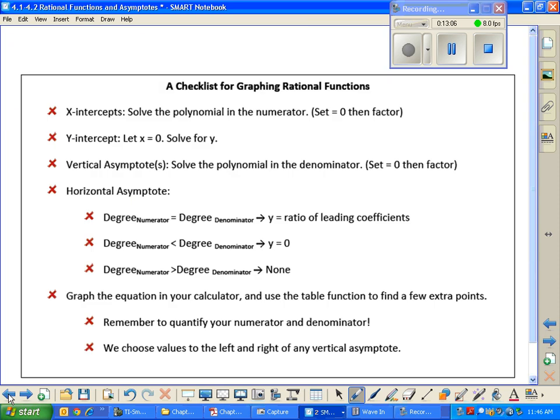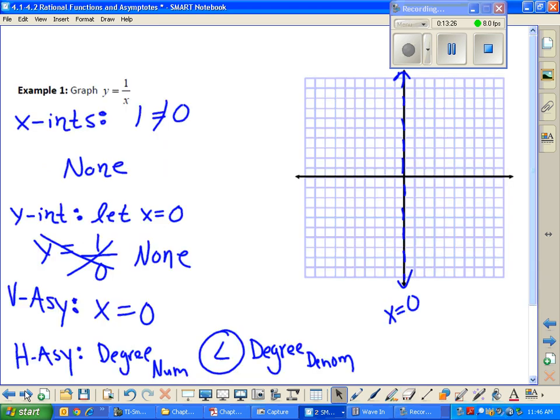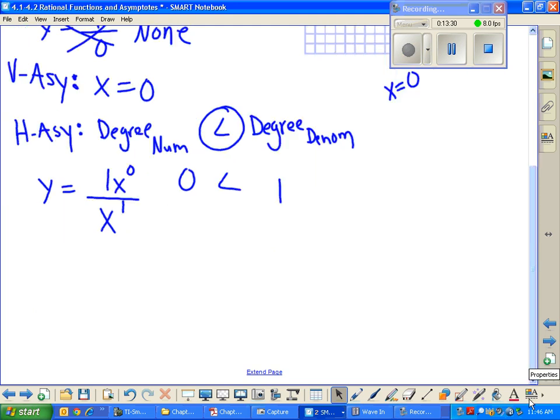So we go back and we look at our checklist. And the case that we're focusing on right now is this guy right here, where the degree of the numerator is less than the degree of the denominator. Automatically, your horizontal asymptote is at y equals 0. So there's not even really any thought. It's kind of like a canned response. So our horizontal asymptote is at y equals 0. So you use your resources to kind of derive at that.